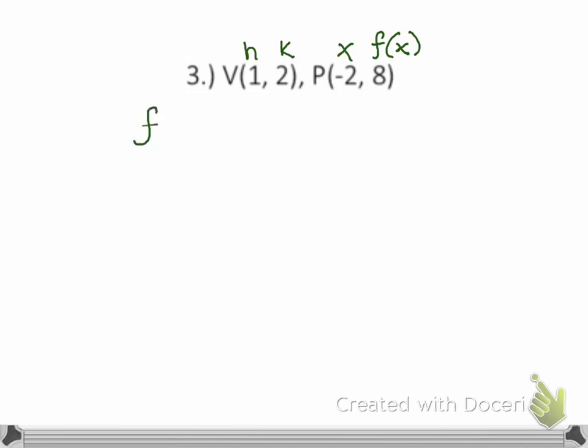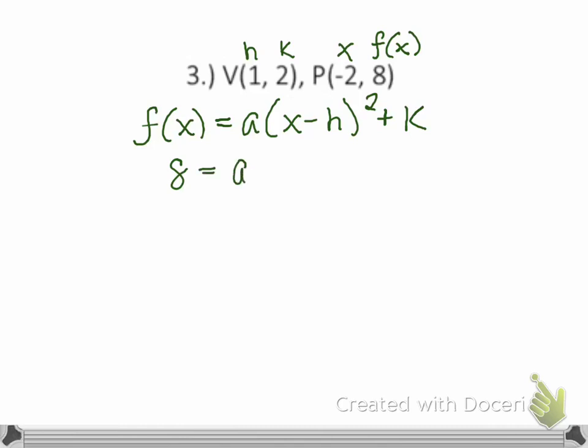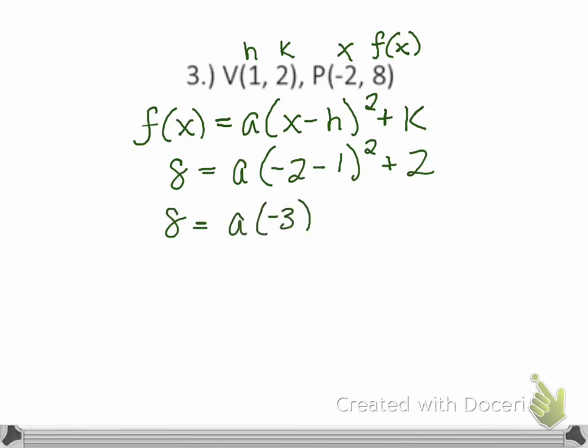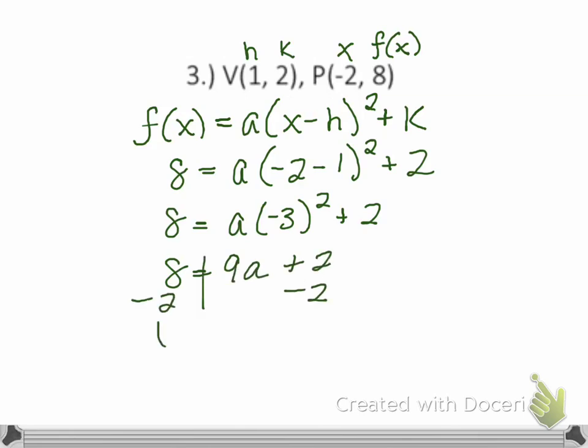So then I'll start with f of x is equal to a times x minus h squared plus k. Let's plug in what we know. So 8 is f of x, equals a times my x, which is negative 2, minus 1, my h, squared, plus 2. Then we'll simplify. This becomes negative 3 squared, and when I square the negative 3, that becomes 9. Then we'll subtract 2 to get 6 is equal to 9a. And then we'll divide by 9. And a is equal to 6 over 9, but we want to reduce that to 2/3.